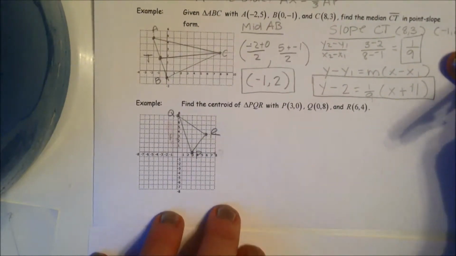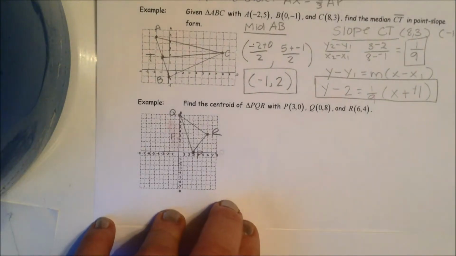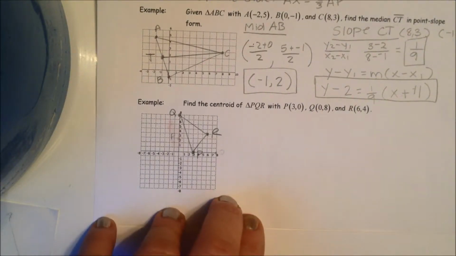All right, let's look at the next one. It says, find the centroid of triangle PQR with P at (3, 0), Q at (0, 8), and R at (6, 4). So go ahead and plot your points.